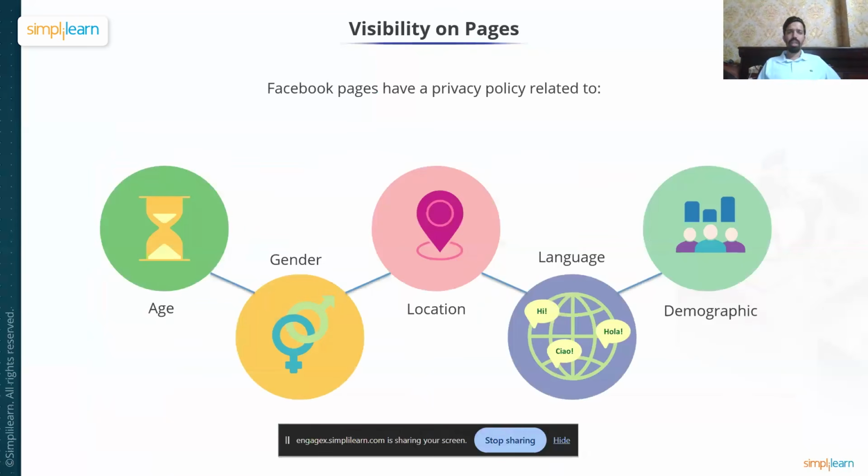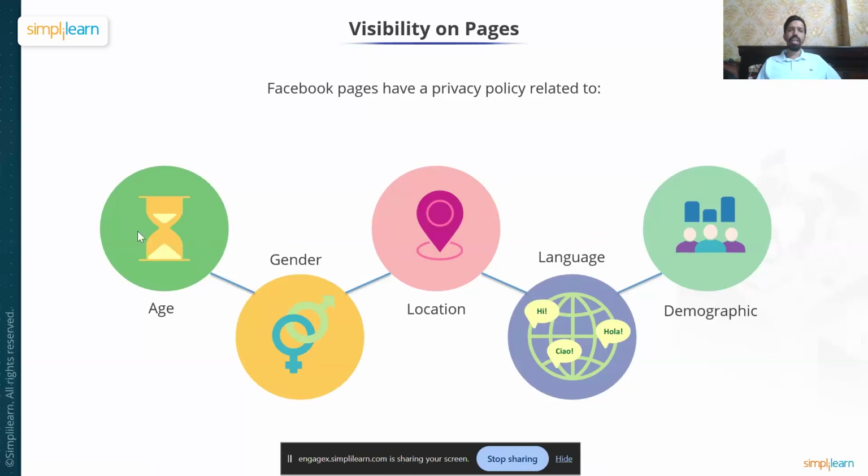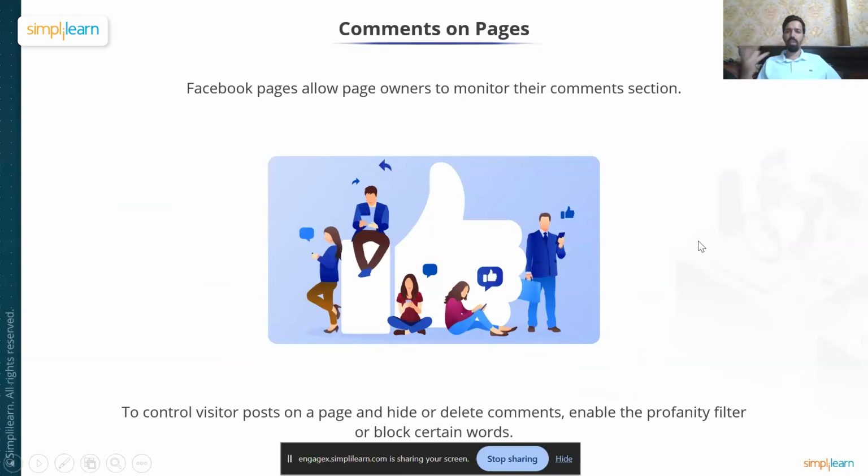Okay, visibility. Now what you want to actually understand by that is the age criteria, gender, location, languages, demographics of the people who are getting connected, because from here only we are picking up the things for our main advertisement purpose.